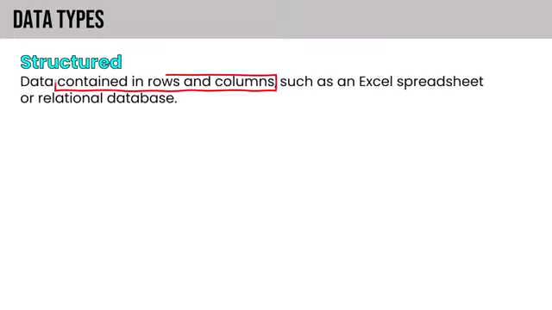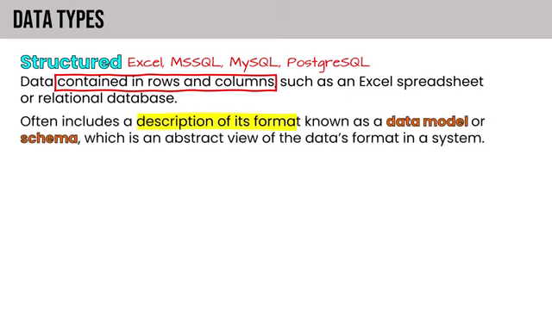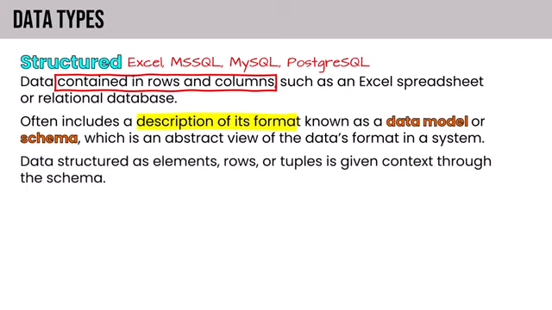This is data that's contained in rows and columns like an Excel spreadsheet or a relational database. So Microsoft Excel, Microsoft SQL, MySQL, PostgreSQL, MariaDB, all relational databases that would fall into this structured category. It often includes a description of its format known as a data model or a schema, which is an abstract view of the data's format in a system. We'll often hear relational databases referred to as schematized data. And the data is structured as elements, rows, or tuples, and given context through that schema.